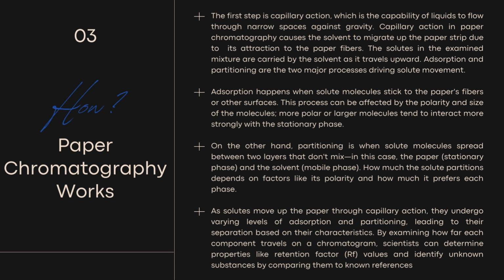Adsorption and partitioning are the two major processes driving solute movement. Adsorption happens when the solute molecules stick to the paper's fiber or other surfaces. This process can be affected by the polarity and the size of molecules. More polar or larger molecules tend to interact more strongly with the stationary phase.